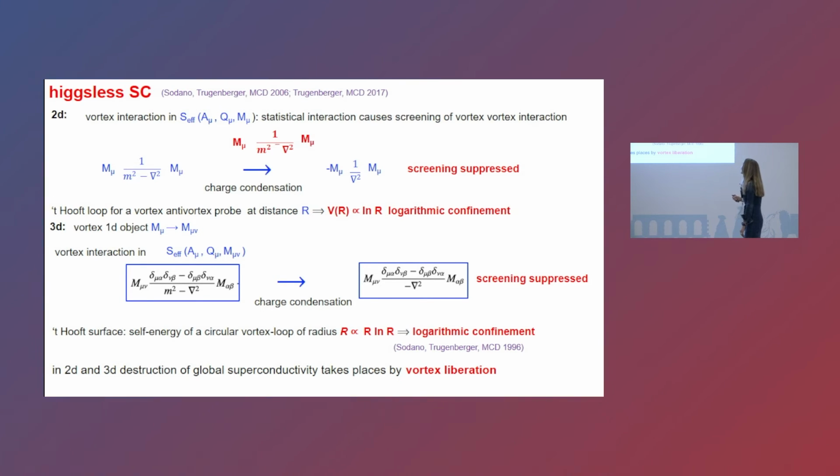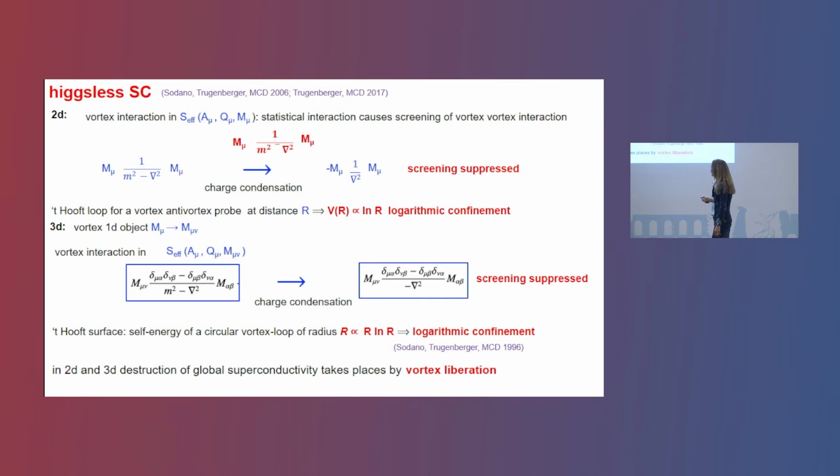What is a Higgs-less superconductor? This was introduced originally by Pasquale Sodano, Carlo Turgenberger, and myself in 2006, and studied again in 2017. So what I have, if I look at the effective action, is the vortex-vortex interaction term. Normally this interaction is screened by the topological interaction, so I have the screening of the vortex interaction. Now, since I'm in the charge condensation phase, if I look at what happens to this term, I see that the screening is suppressed. The fact that the screening is suppressed and that they interact with the inverse of the Coulomb potential means that this leads to a logarithmic confinement of vortices.